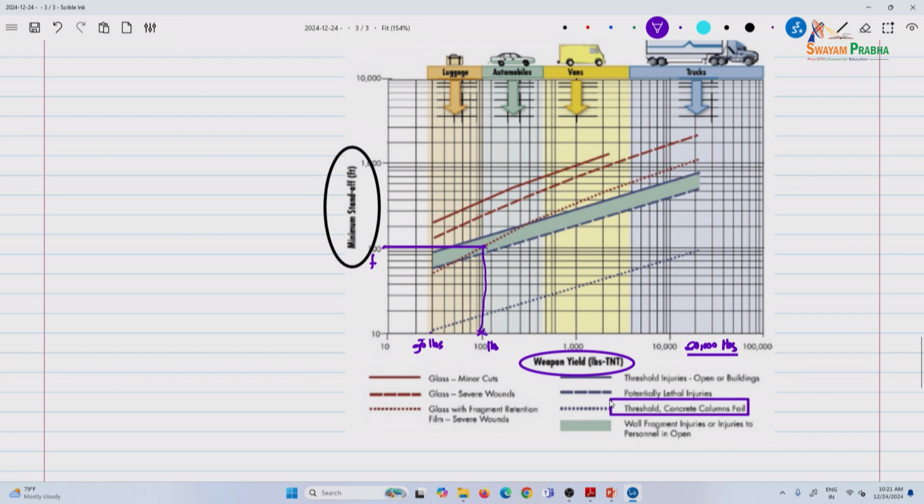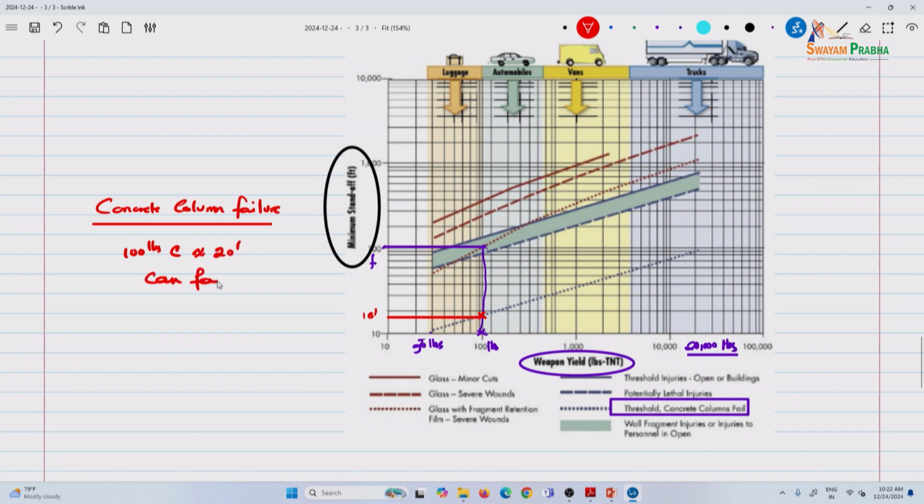This is the one right here. So for the same thing, for a column to fail, you must be at about, let's say, 18 feet for 100 pounds. So let's say in this case a concrete column, something to take away from this graph. There is so much to absorb, but one thing to keep in mind: 100 pounds at about 20 feet can fail concrete columns.